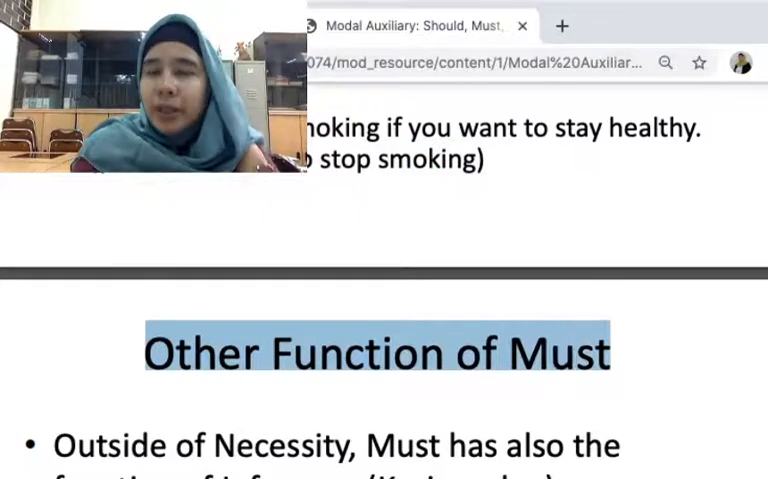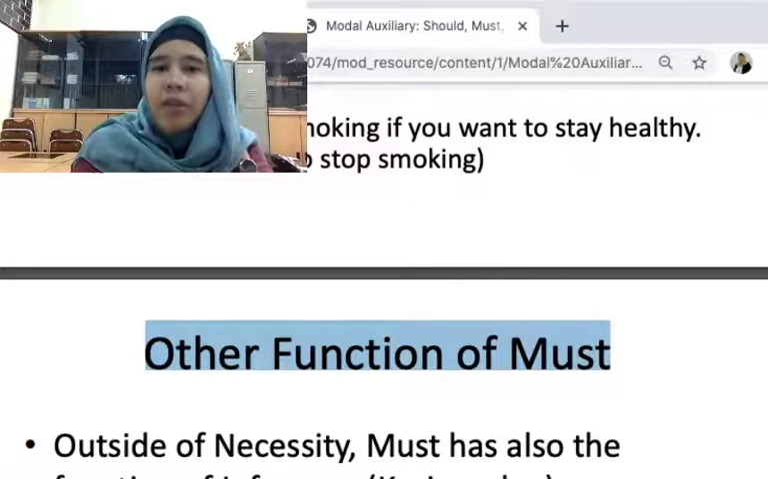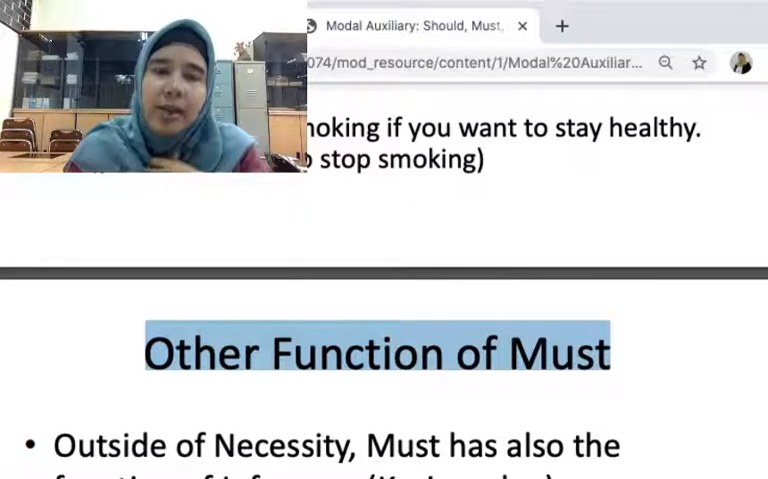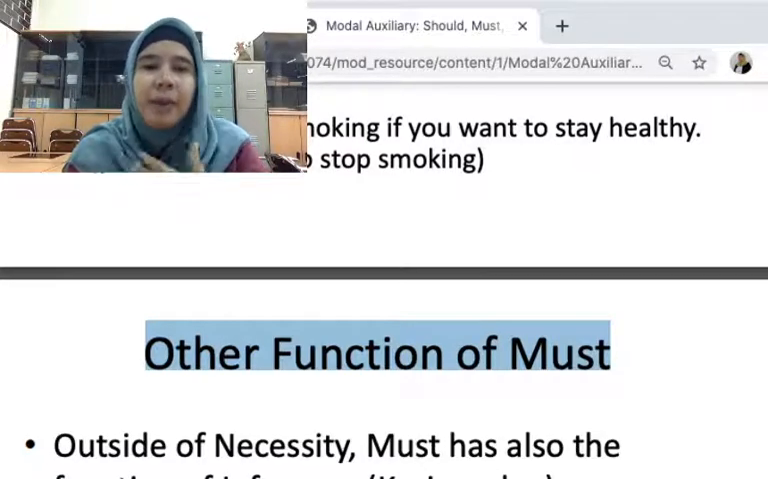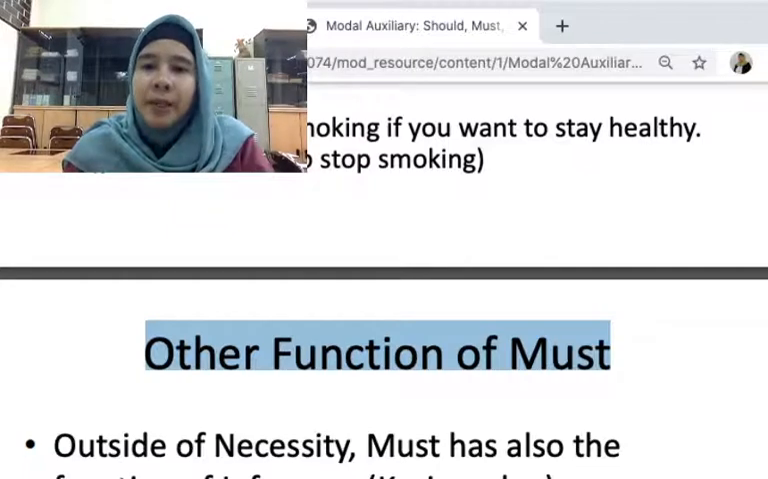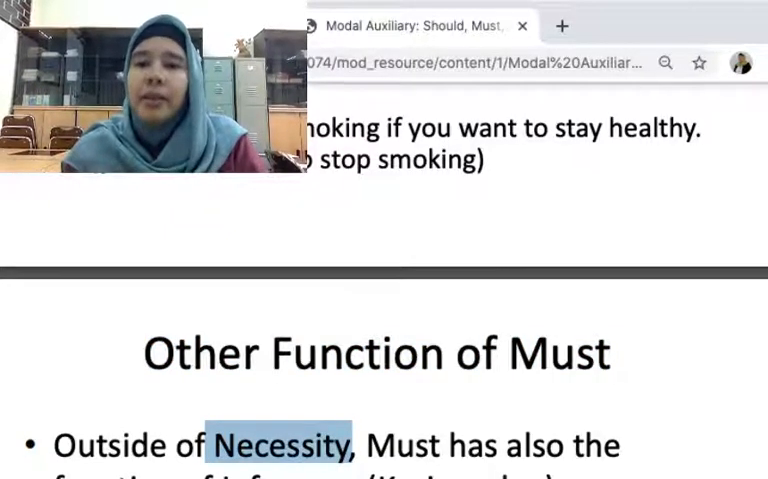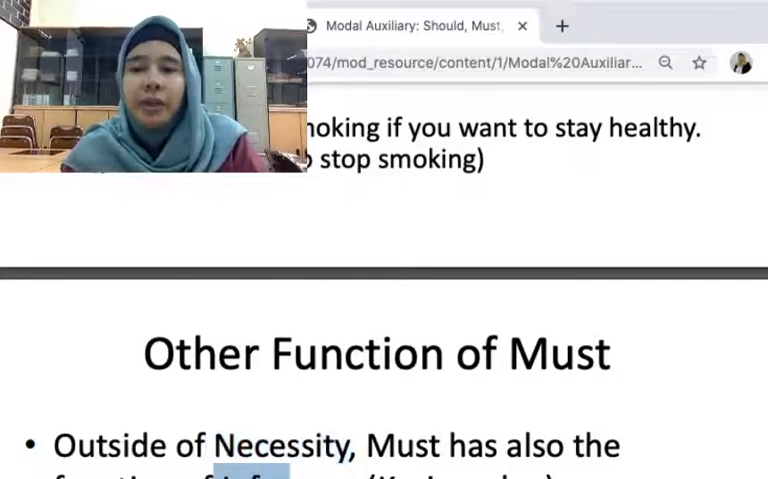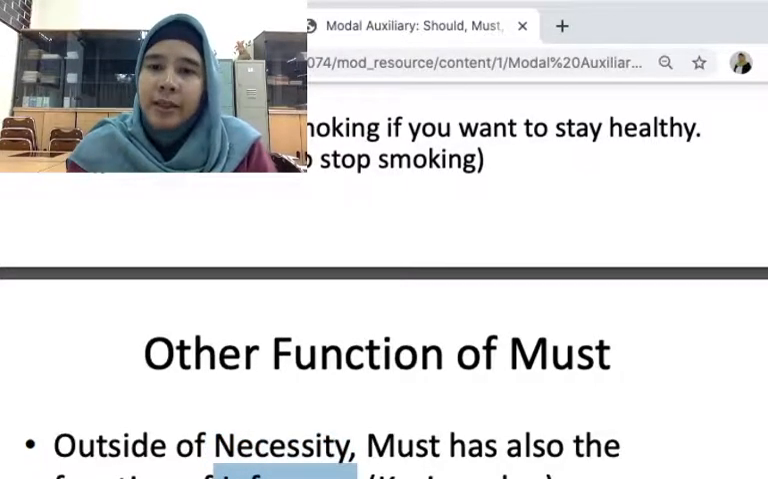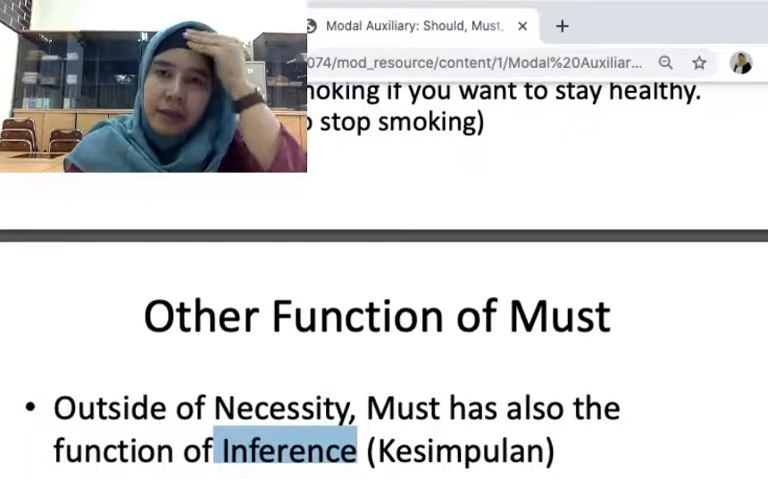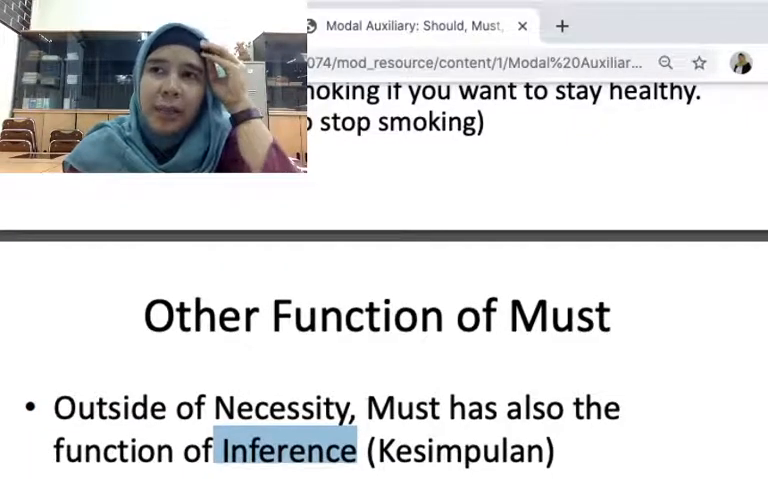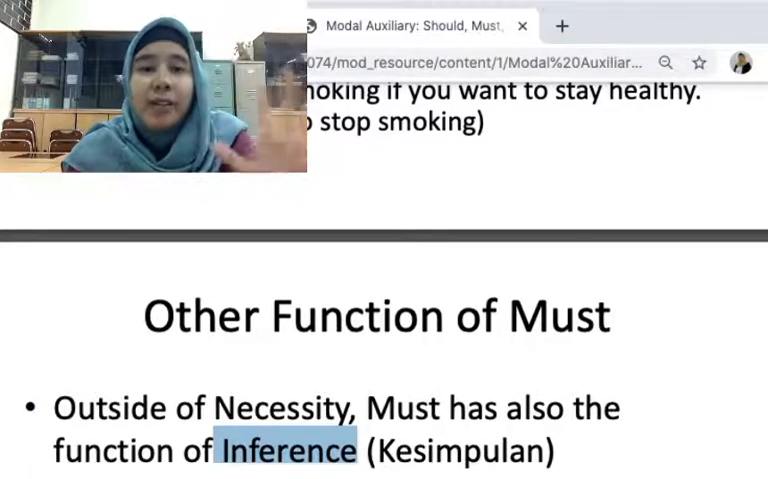Next, the other functions of must. So eventually, there is another meaning of must, another context of must, and it is usually used, sering sekali dipakai. Also, beside the necessity, selain untuk urgency, must can also be used for inference atau kesimpulan. The inference in here is different from the conclusion from the paragraph. It is just a different context aja.